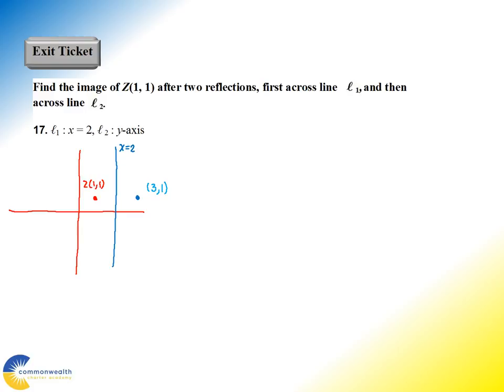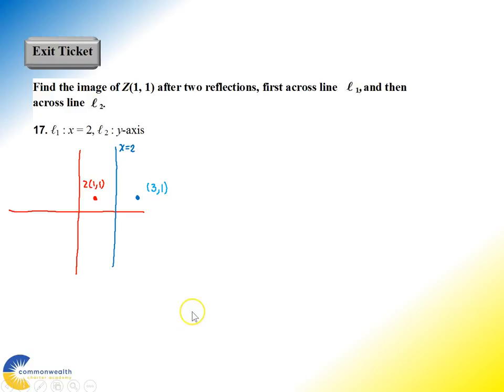For instance, if Z is at (1, 1) and I'm looking at the line x equals 2, which is a vertical line, that point, if I go horizontally, which would be perpendicular to that line, is 1 unit away to the left. So its image would be 1 unit to the right. The image after that first reflection would be at (3, 1).